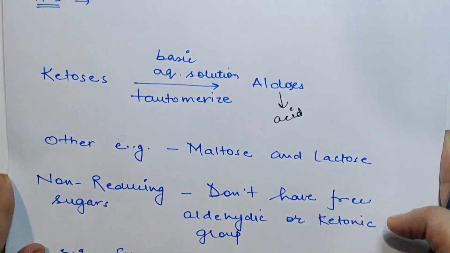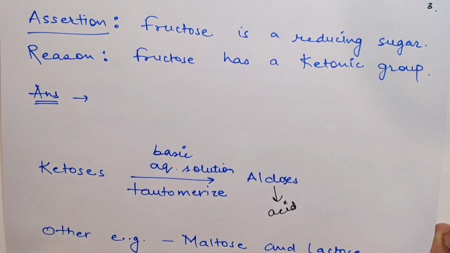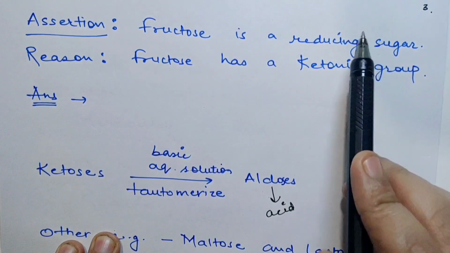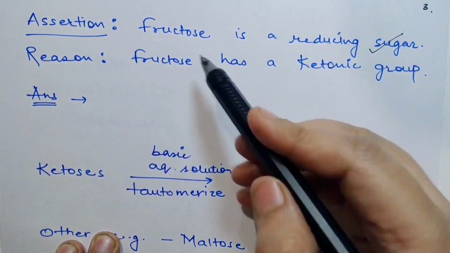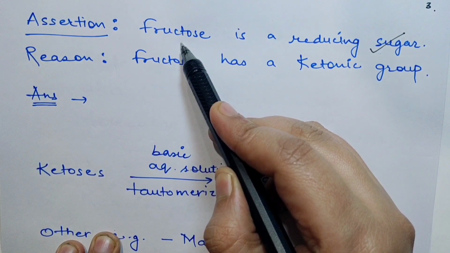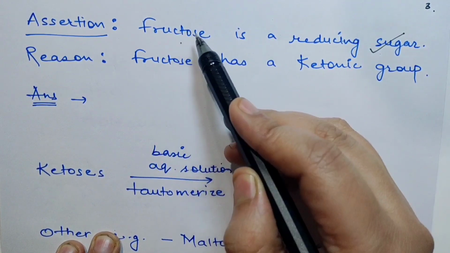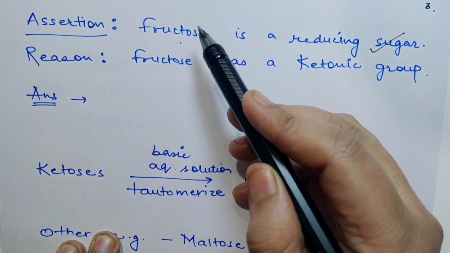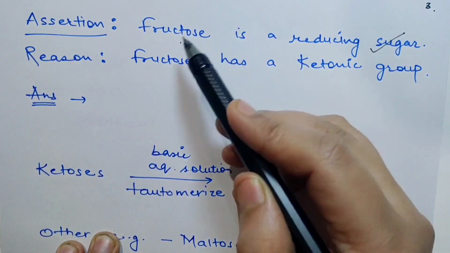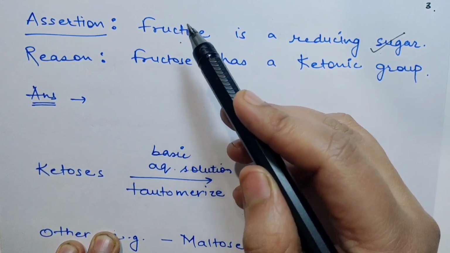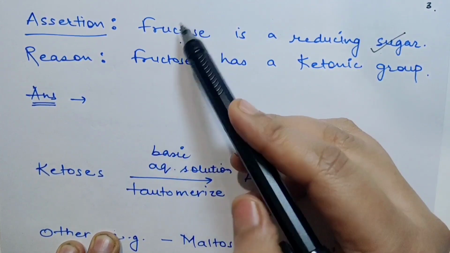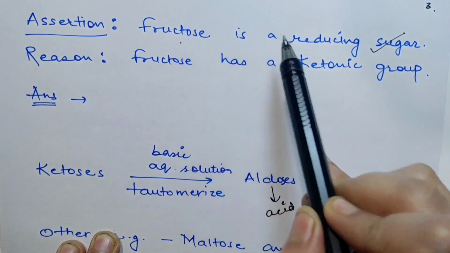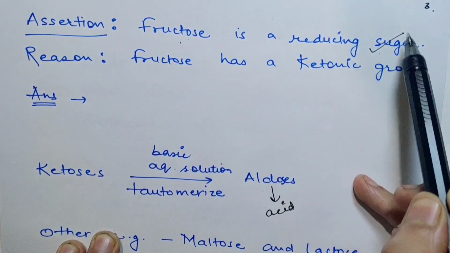Let's do one question. Assertion: Fructose is a reducing sugar. Yes, fructose is a reducing sugar because even though it's a ketone, it is a monosaccharide. The reagents that we use here, Tollens reagent and Fehling solution, are basic. So in basic aqueous solution, the ketoses would get converted into aldoses and then they would reduce the reagents. So this statement is correct.